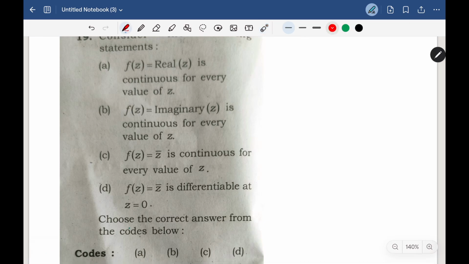first option D, f(z) equals z bar. So we know f(z) equals z bar is nowhere differentiable.